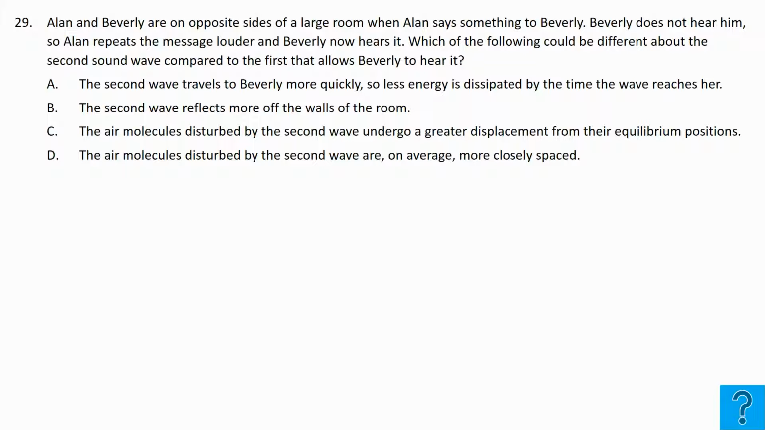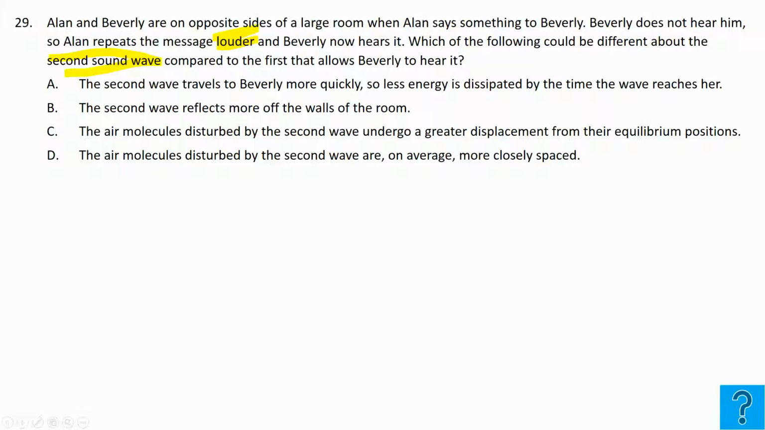This problem just requires you to know the properties of waves. So, Alan and Beverly are on opposite sides of a large room. Alan says something to Beverly. Beverly does not hear him. And Alan repeats the message louder. So what they want to know is what is different about the second sound wave compared to the first one?